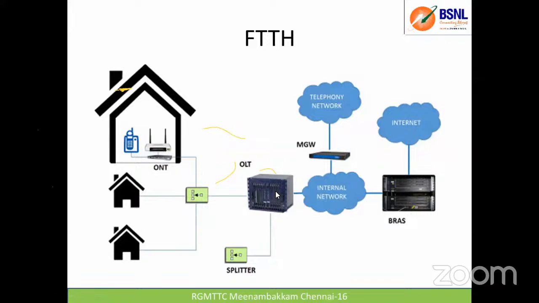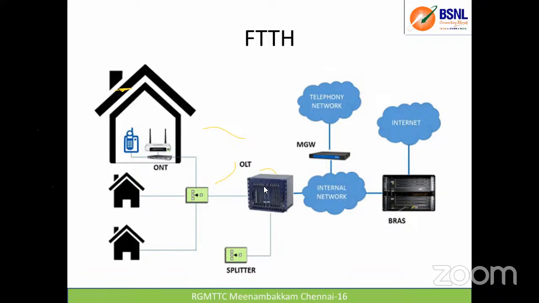This is an OLT. From the OLT, we have the OAN network, that is the optical access network. From the optical access network, we connect to the ONT, that is the customer end equipment. From the OLT, it is connected to an internal network, and from there to a BRAS, that is a broadband remote access server, or a BNG, that is a broadband network gateway. This MGW acts as a media gateway, used for telephone connection, the telephony network.